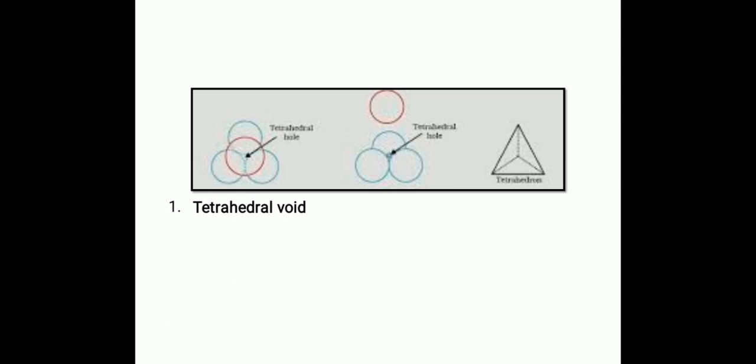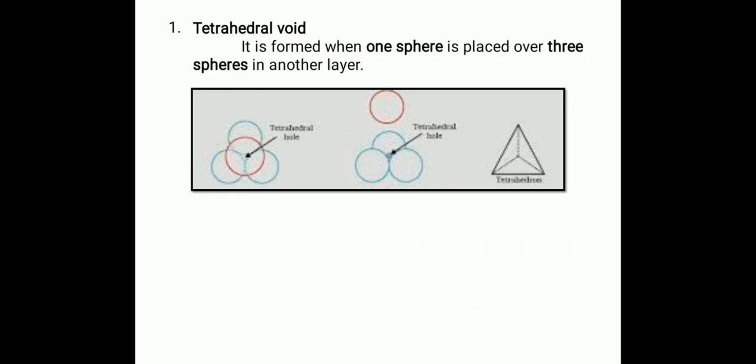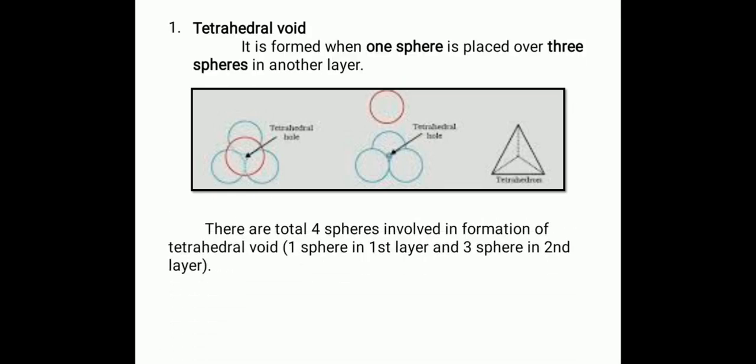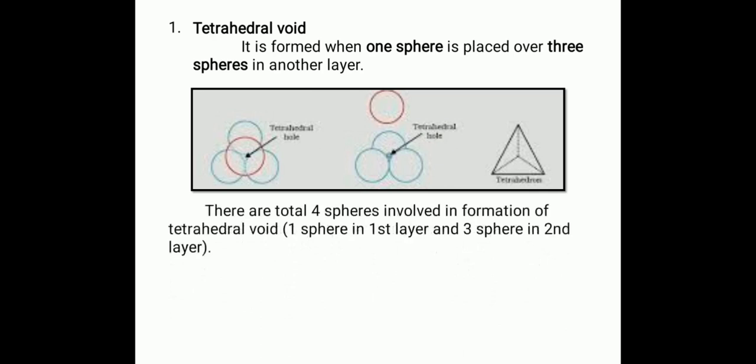Now why is it called a tetrahedral void? It is called a tetrahedral void because there are 4 spheres involved, and if I join the centers of these 4 spheres, it will form a regular tetrahedron. As you can see in the third figure over here, it forms a regular tetrahedron. Therefore the name tetrahedral void is given.